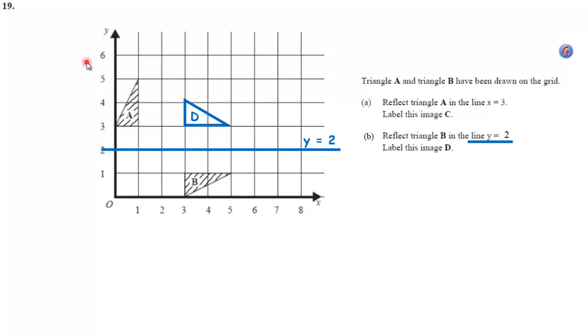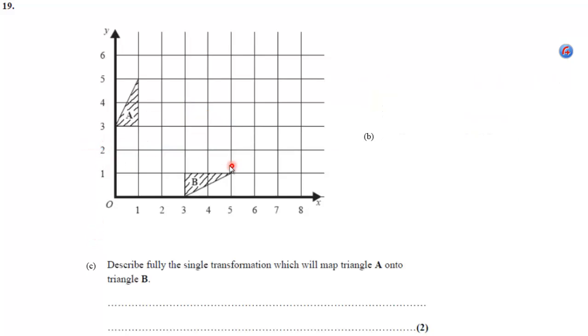Really straightforward question this is. Make sure you do know how to do this as well. You need to be able to draw these lines. That's y equals 2 because it goes through 2 on the y-axis, and it has to be a horizontal line. Okay, let's look at part C. Part C says to describe fully the single transformation which will map triangle A onto triangle B. So how do I get from triangle A to triangle B?